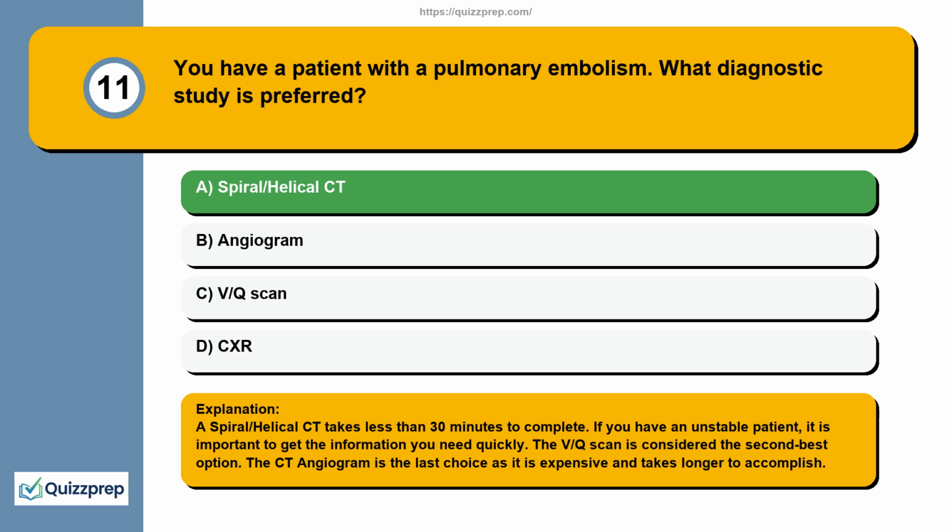A spiral/helical CT takes less than 30 minutes to complete. If you have an unstable patient, it is important to get the information you need quickly. The V/Q scan is considered the second best option. The CT angiogram is the last choice as it is expensive and takes longer to accomplish.